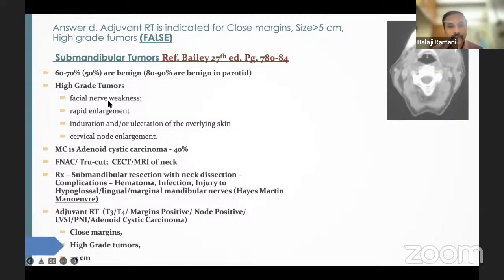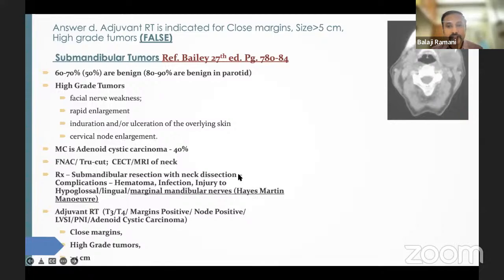Now, if you take up high-grade tumors, usually they will be having a rapid growth associated with facial nerve involvement, and along with that, the skin over the parotid area is going to get infiltrated. Plus, there is a high likelihood that they may have cervical nodal metastasis as well. Now, in the submandibular and in the other minor salivary glands, the most common tumor is the adenoid cystic carcinoma. Overall, the most common carcinoma, we will come to that when we are dealing with the parotid gland.